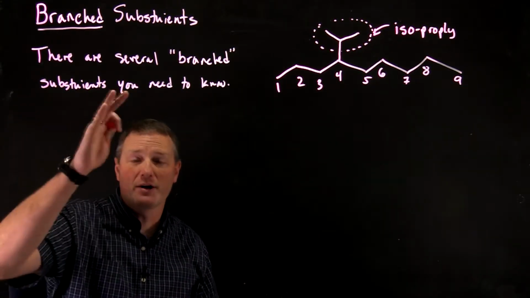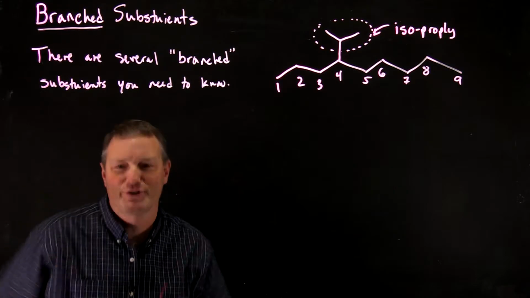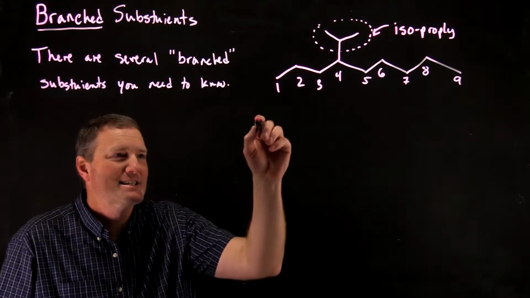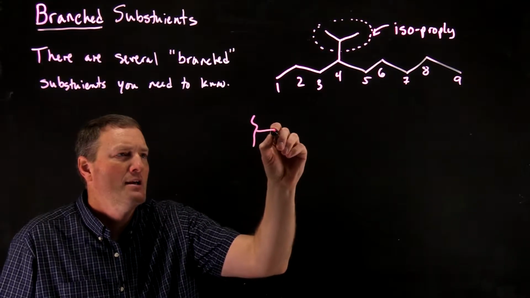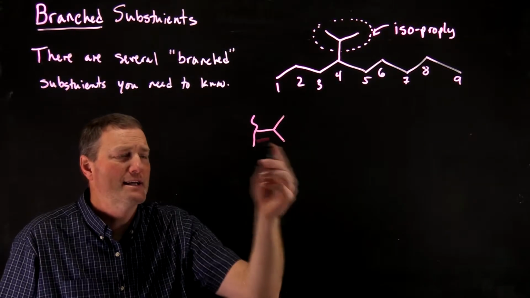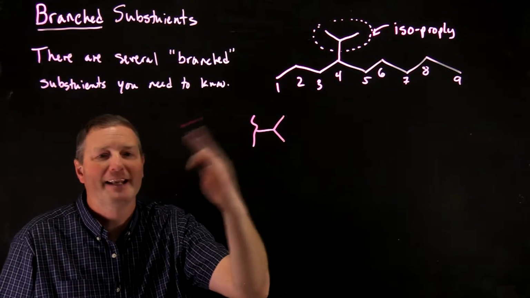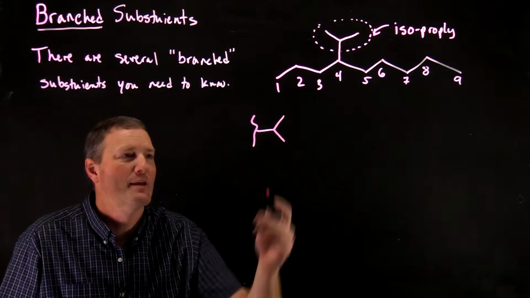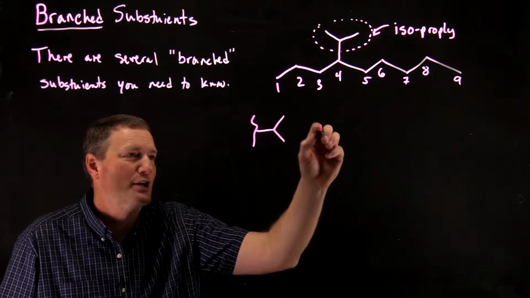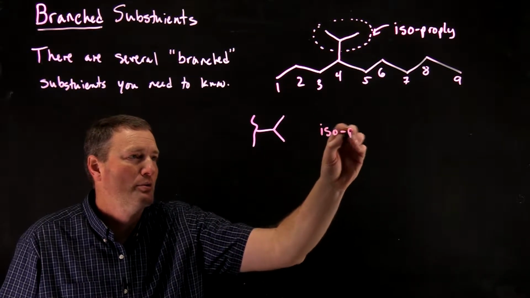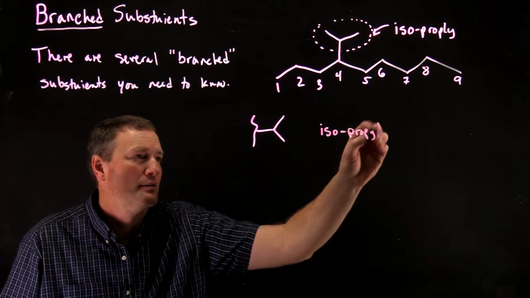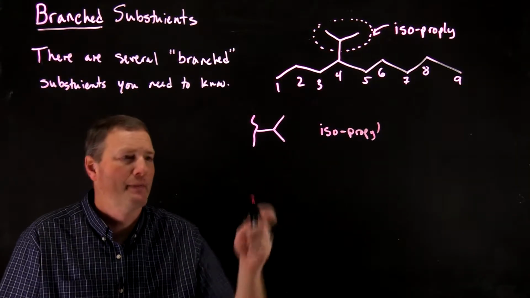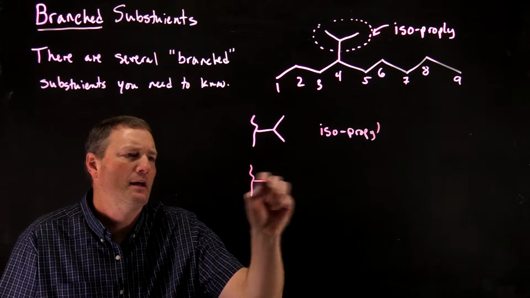So there are several of these so-called branched chains that you do need to know. Let me just list these out. So the first one is this. This little squiggly line just means it's now connected to some other part of the molecule. So this 3-carbon we just saw is called an isopropyl. That's a fairly simple one. Let's look at another one.